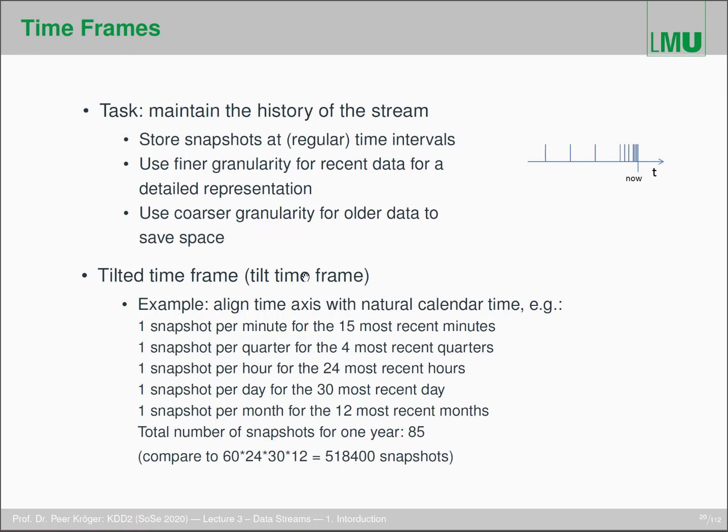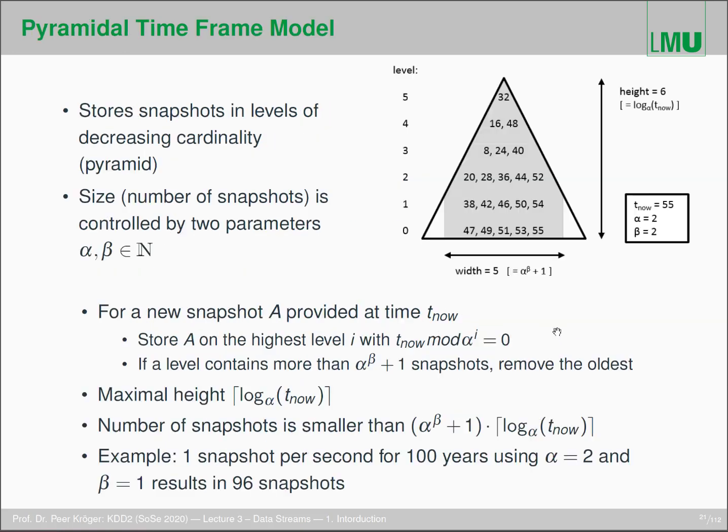And if you do that with this tilted time frame, you see that you are much more storage efficient than if you do the entire thing. So the tilted time frame is sometimes a very good idea, especially if it makes sense to align it with, for example, the natural calendar, the natural time schema. If not, then you can take the pyramidal time frame model. That stores the snapshots in levels of decreasing cardinality.